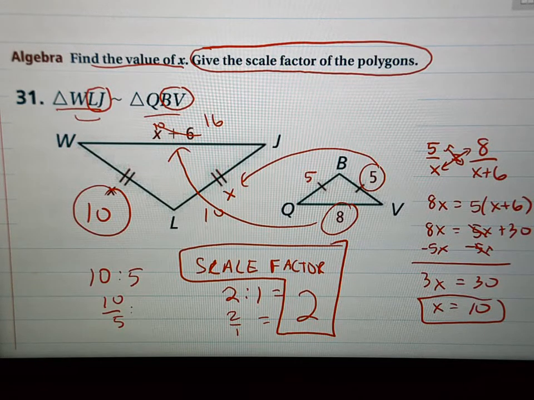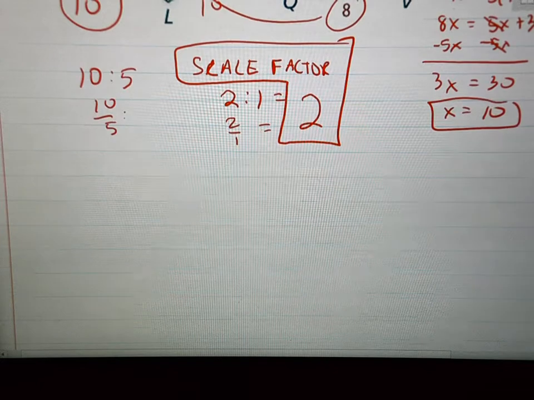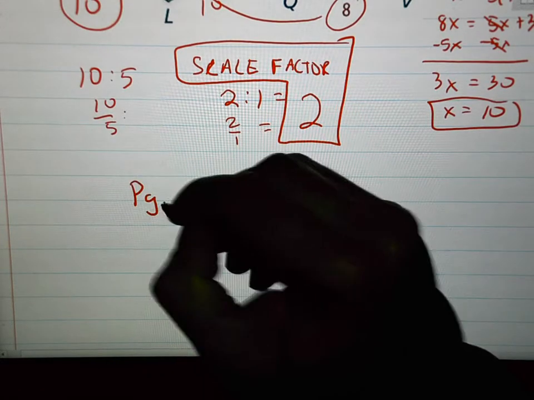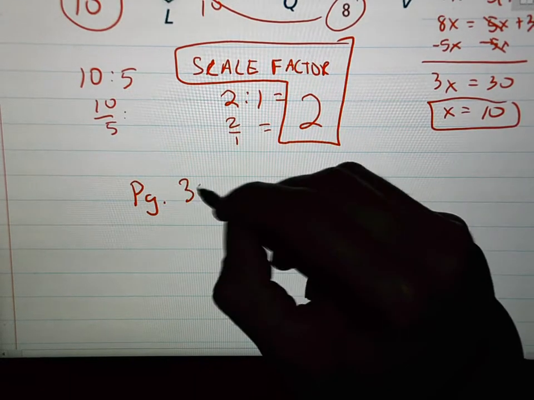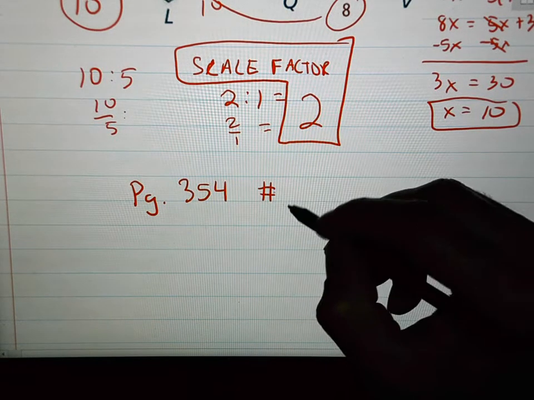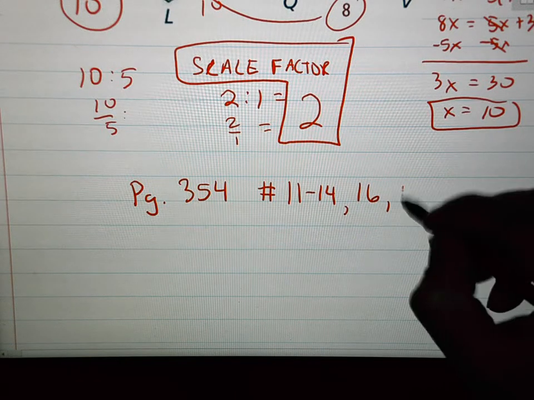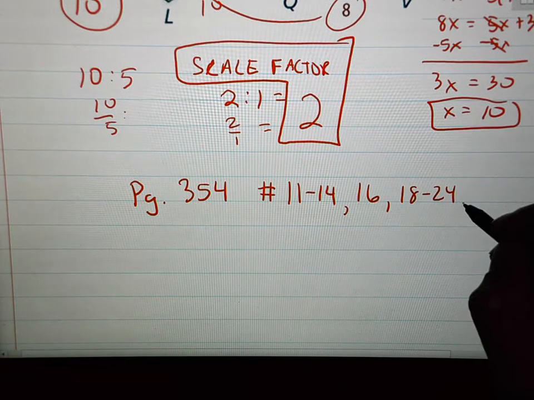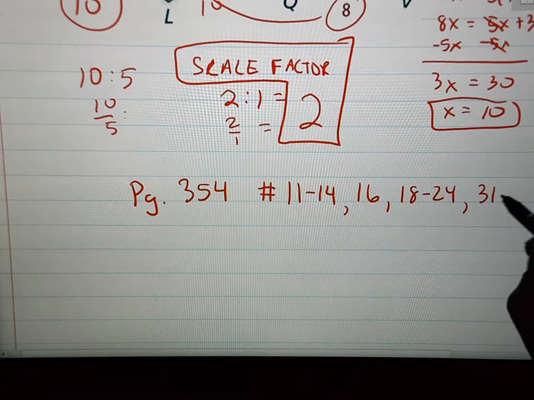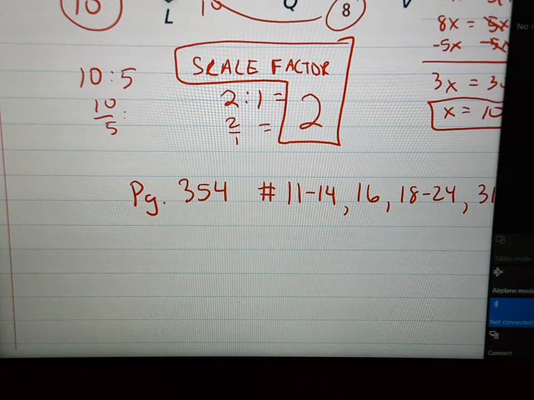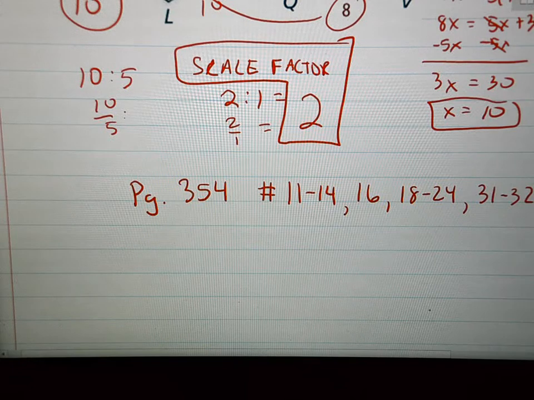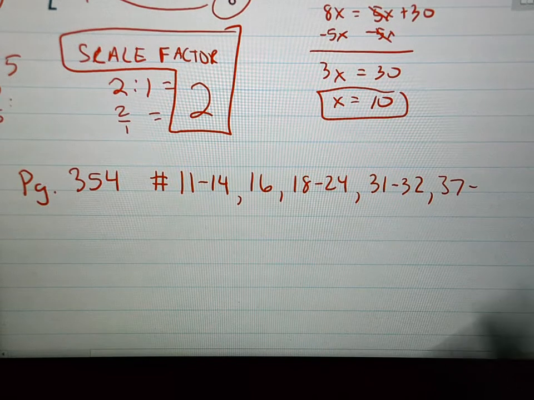We're going to stop your notes right here. It just all depends whether you have the check sheets or not, but I'll put it right here on the board for you if you need it. Page 354, numbers 11 through 14, comma 16, comma 18 through 24, comma 31 and 32, and then 37. Whoa. You can't even see that, huh? Let's move it over there through 40.